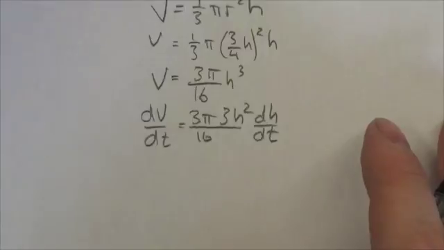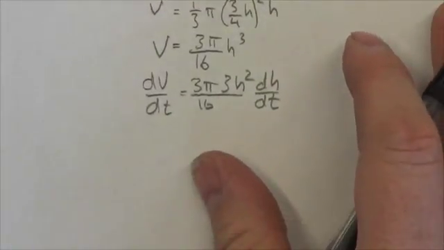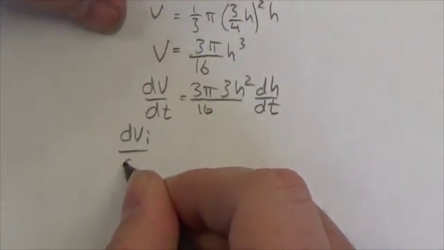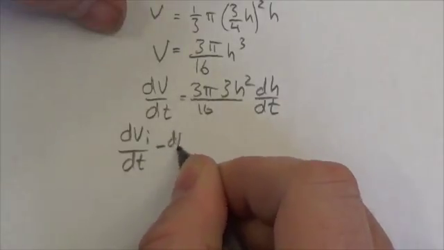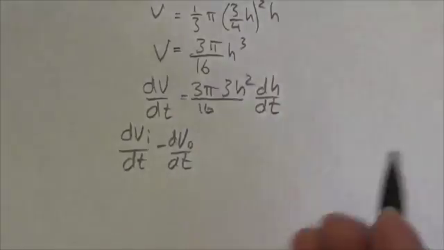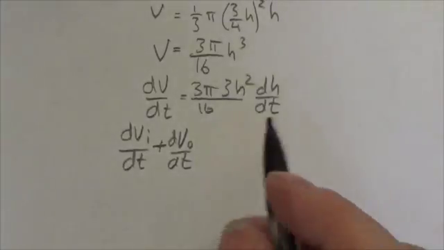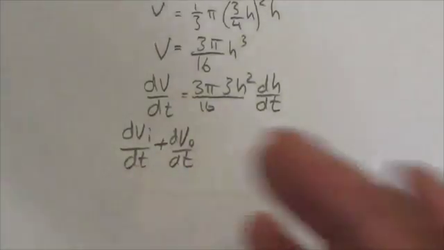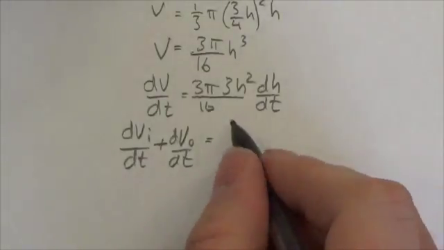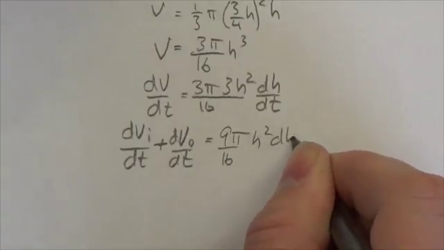Now I'm going to plug in what I know, but the change in volume here is going to be affected by a couple of things. We're going to get the volume in minus the volume out. Or maybe we should think of it as plus the volume out, because then this will end up being negative, and that will make sense because it represents the volume decreasing. So I'll simplify this: 9 pi over 16 h squared dH by dt.